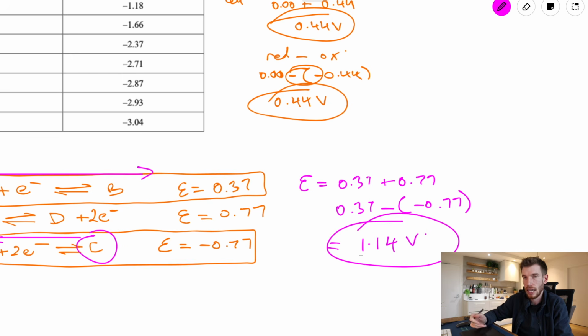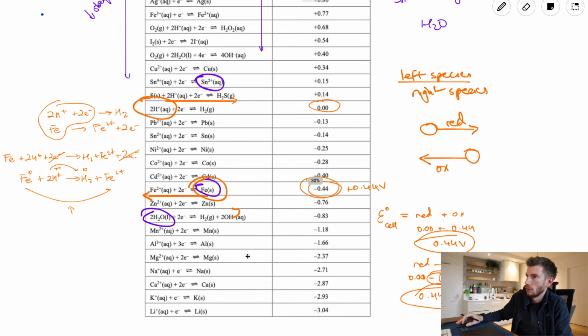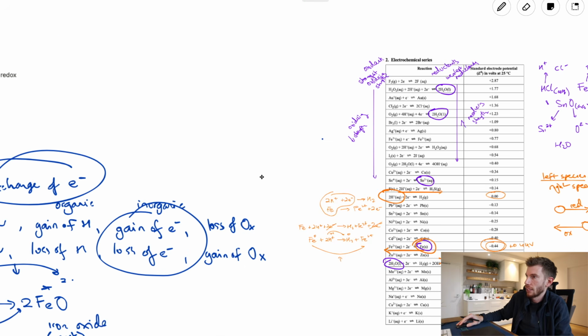Like that. That would be the spontaneous reaction, and that would be the amount of energy released, because we know energy release is generally the spontaneous direction because it leads to more entropy. Cool. All right, so that is the electrochemical series.